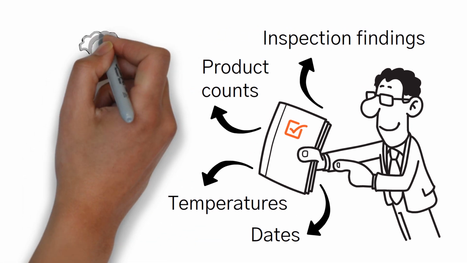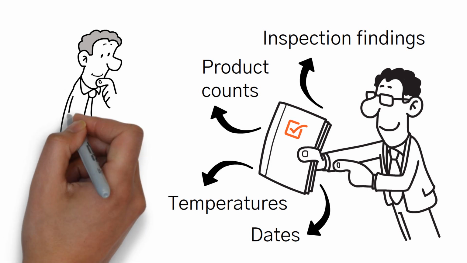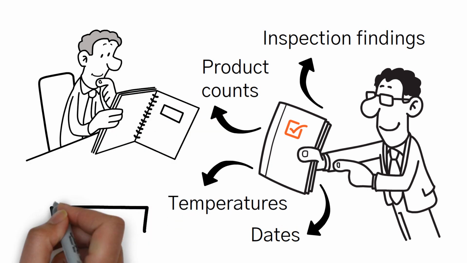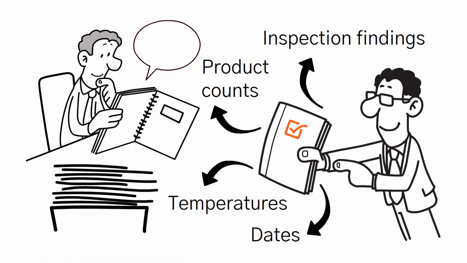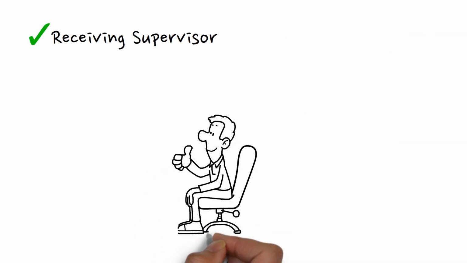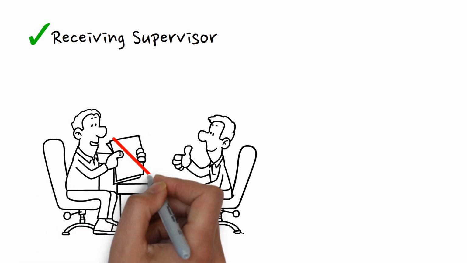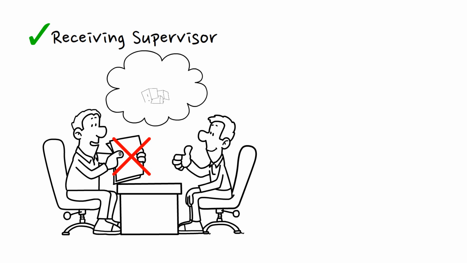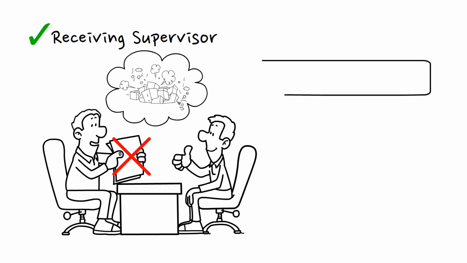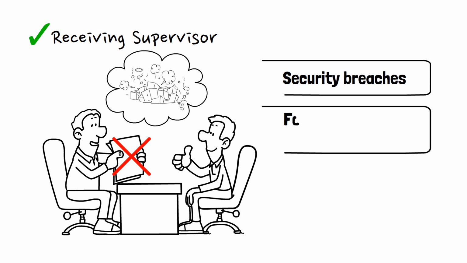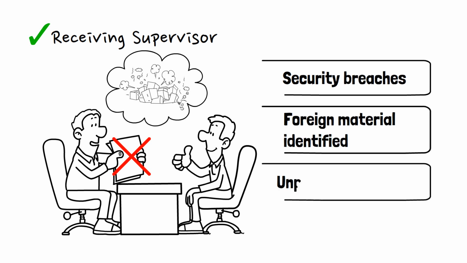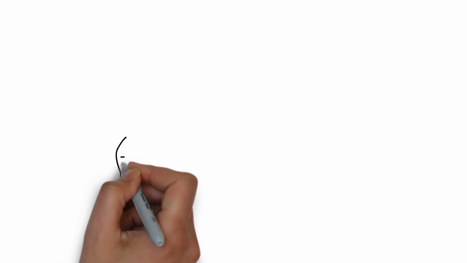Remember, these documents are archived and used to confirm the product inspection process. The information must be entered accurately and completely. Receiving supervisors provide oversight and take action if a problem is reported, including contacting the customer if a product doesn't meet standards. Supervisors will also notify suppliers of any security breaches, foreign material identified, or unprotected glass on trailer.